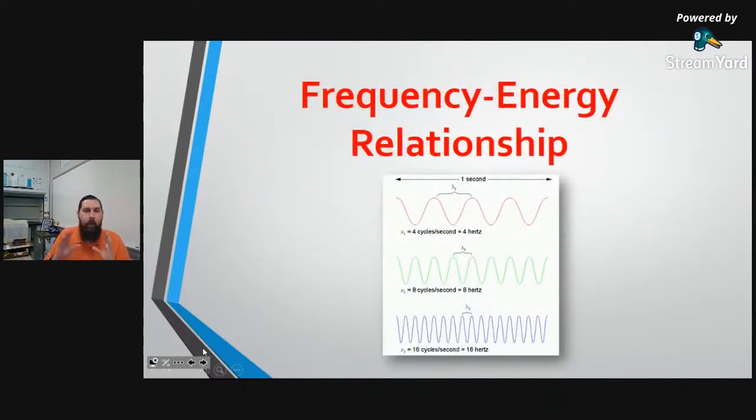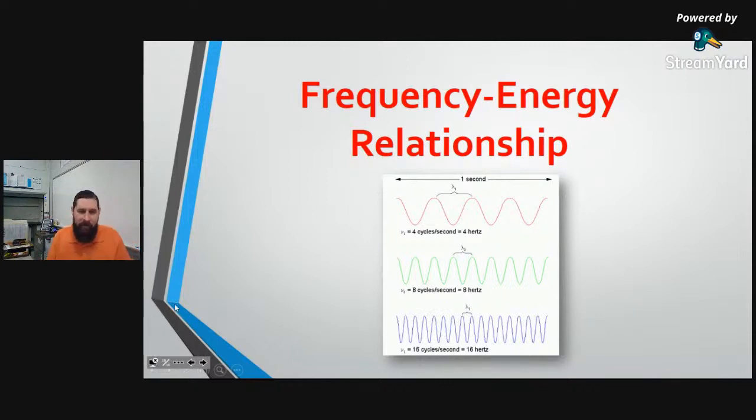So now then, where does energy come in? Well, energy is related to frequency, and obviously, as we just saw, frequency is related to wavelength. But typically, we don't talk about an energy wavelength relationship. We talk about a frequency energy relationship. Okay, and I'll explain why in just a moment.